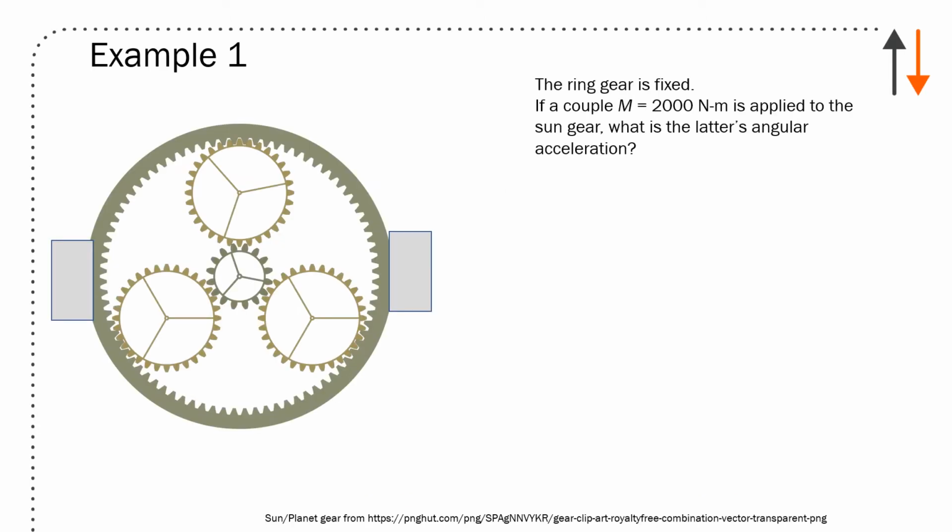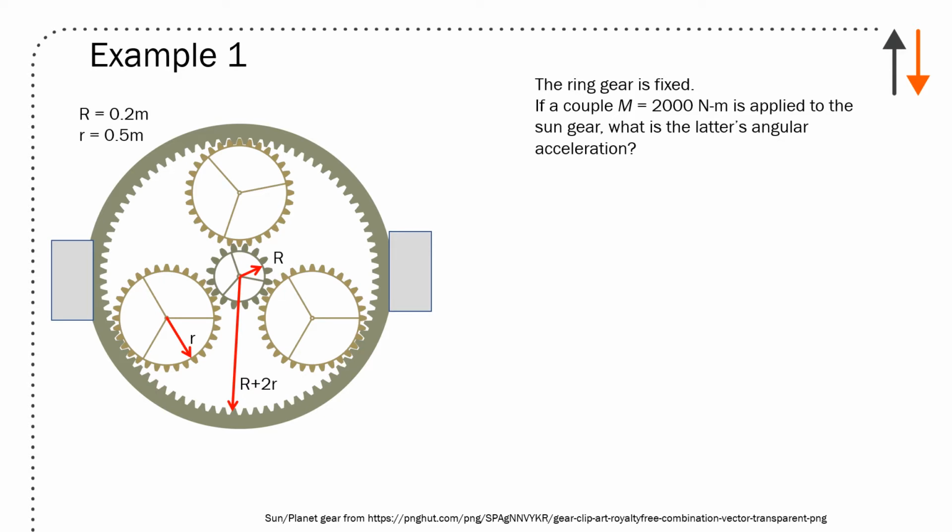I have here a ring gear, and a ring gear has a center gear, 3 planet gears, and an outer ring gear right here. So it's a sun and planet gears. A couple of 2,000 Newton meters is applied to the sun gear. And the sun gear is that center one where everything orbits. What is the sun gear's angular acceleration?